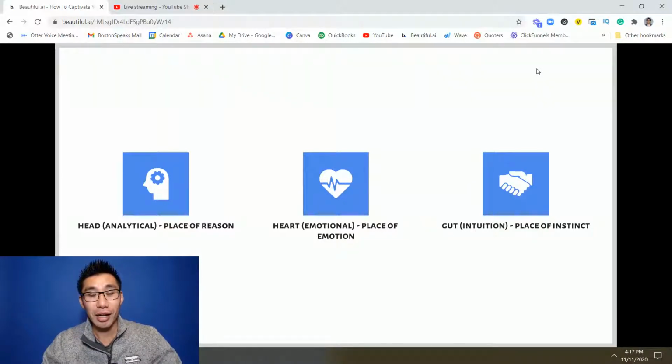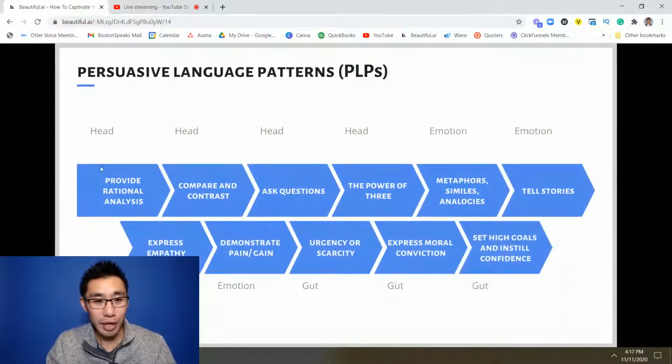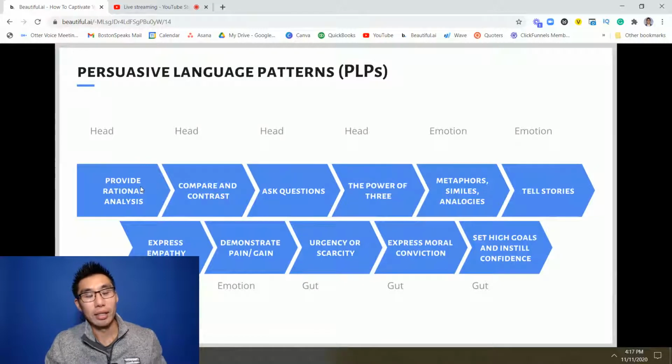I mean, things are so easy nowadays. You don't even have to think that much. Of course, you do have to work through this process, but here are the exact things that you can use to speak to the head, speak to the heart, and speak to the gut. I even broke it down for you. Now, head, right? Now, I'm going to go through each one of these today. Head. Most of us, we provide rational analysis, like research, case study, XYZ.